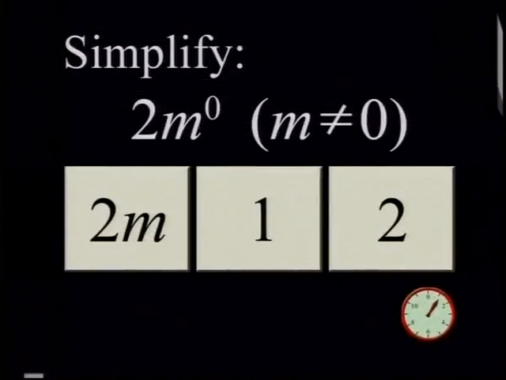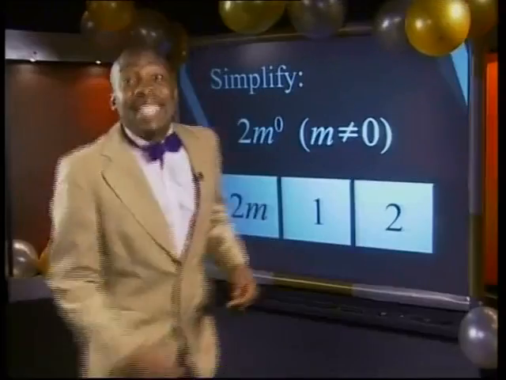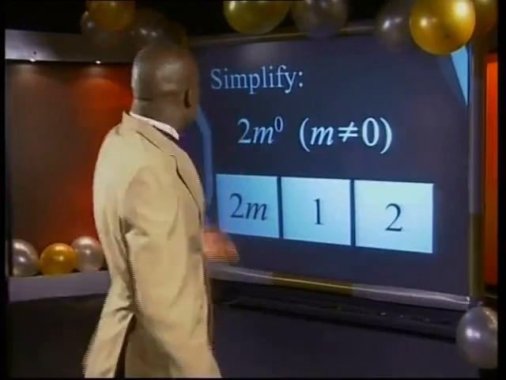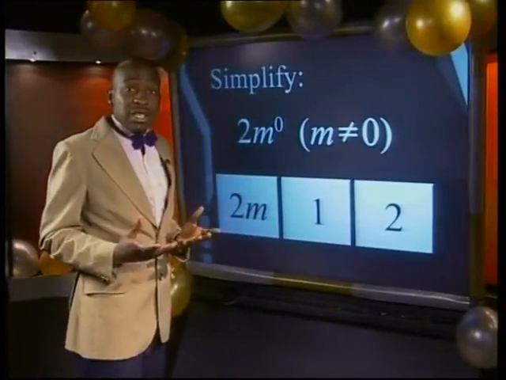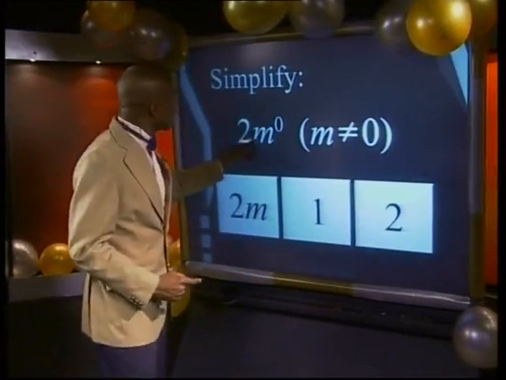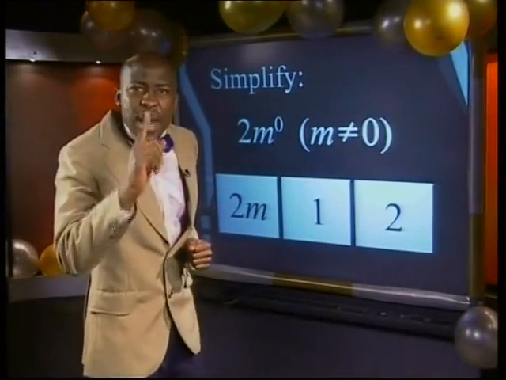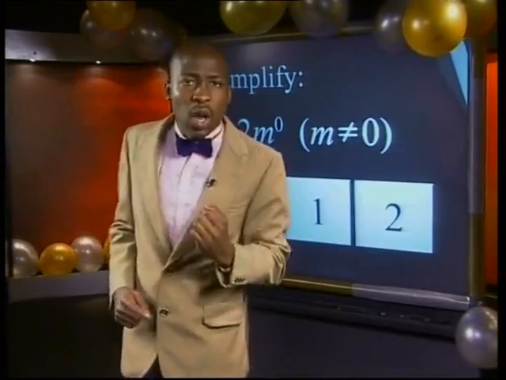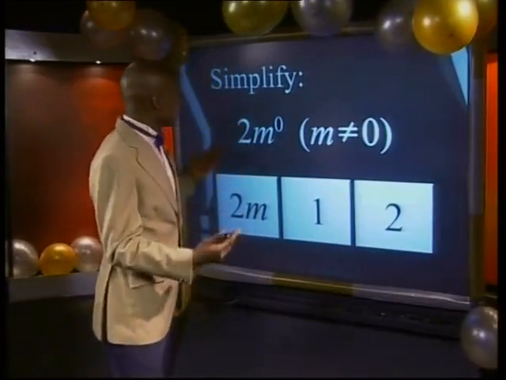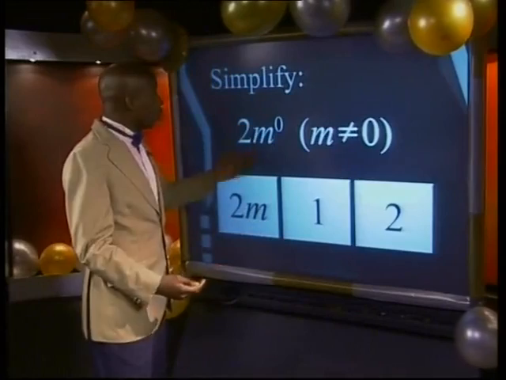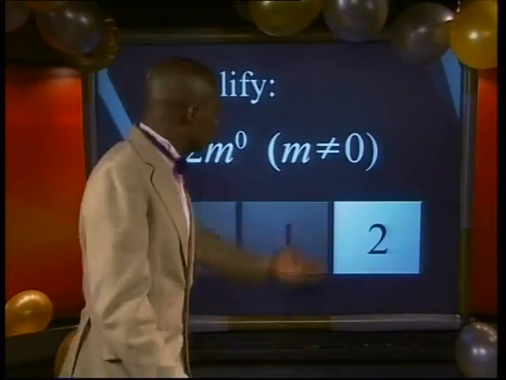This is your last chance. Did you notice the difference? The 2m is not in brackets, so only the m is raised to the power of 0. And remember, any number raised to the power of 0 is 1. So this is the same as 2 multiplied by 1, which gives us an answer of 2.